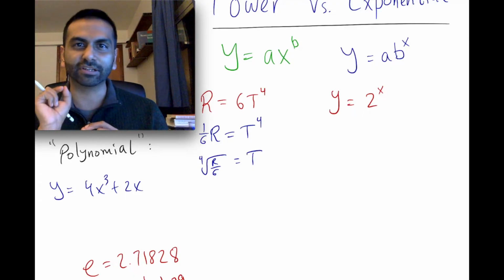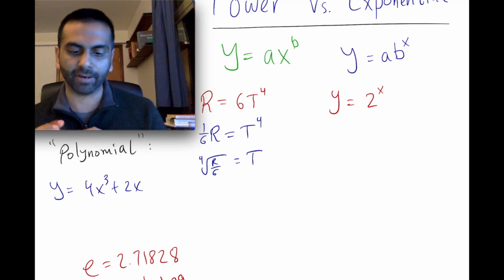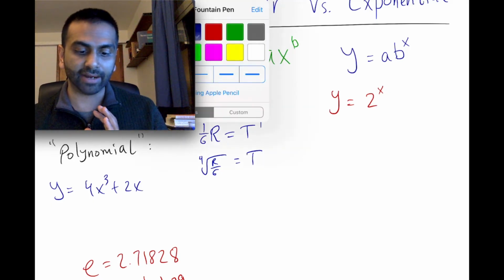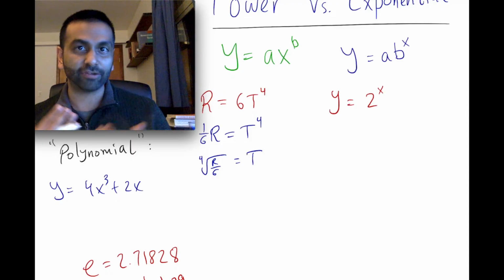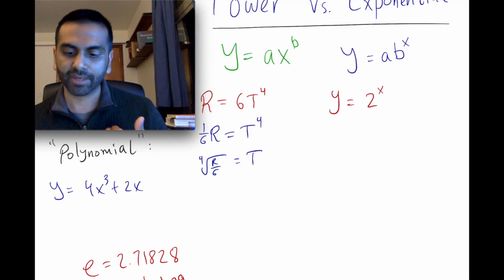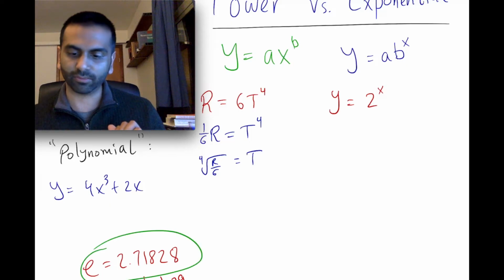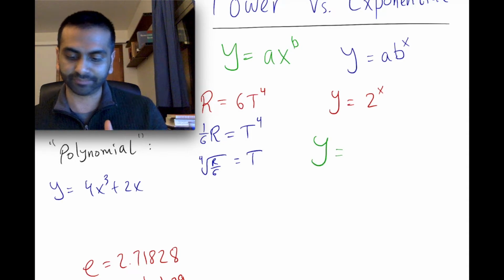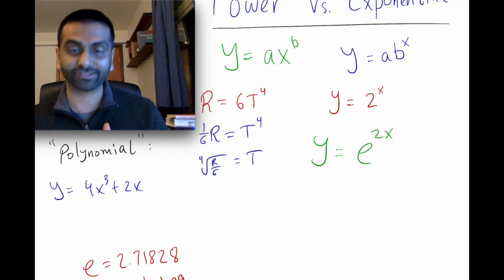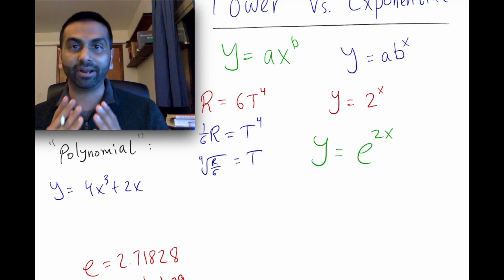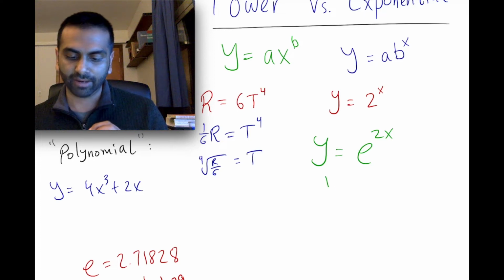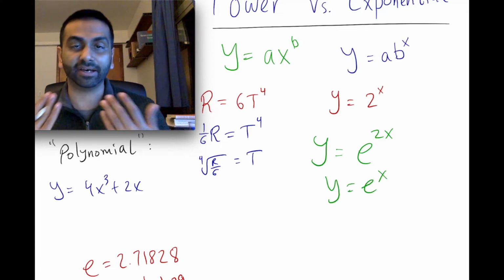Again, it's exponential as long as the variable is in the exponent. Even though, again, it is that generic, the most common type of exponential function you'll see is where the base specifically is that number e, 2.718. An example of an exponential function would be y equals e to the 2x, or even the most simple one, just y equals e to the x.